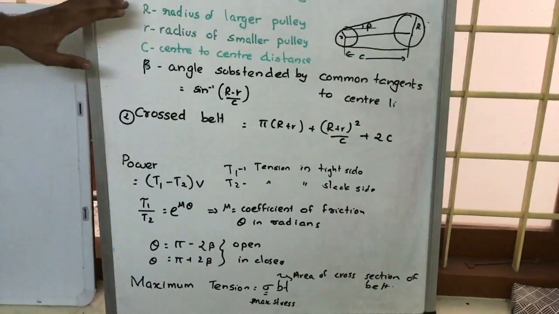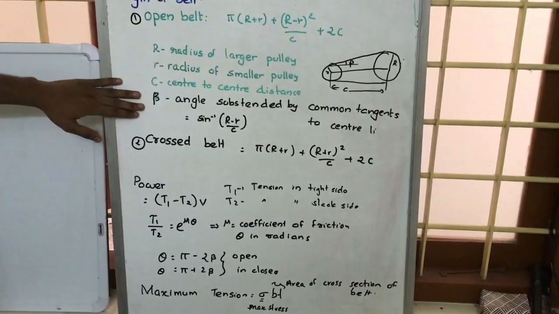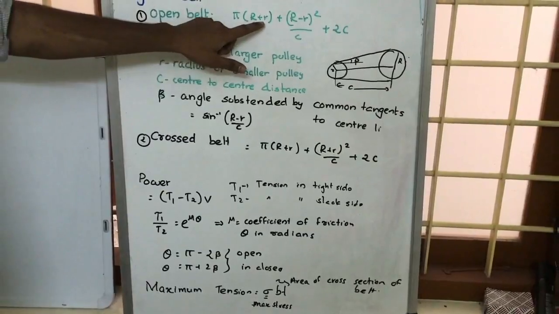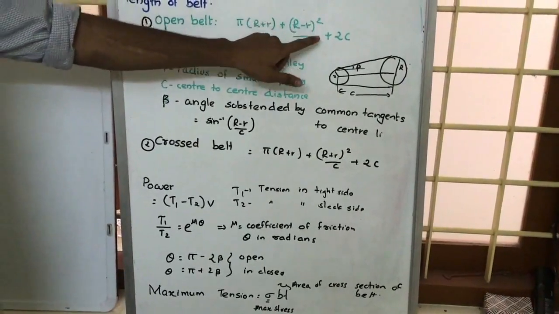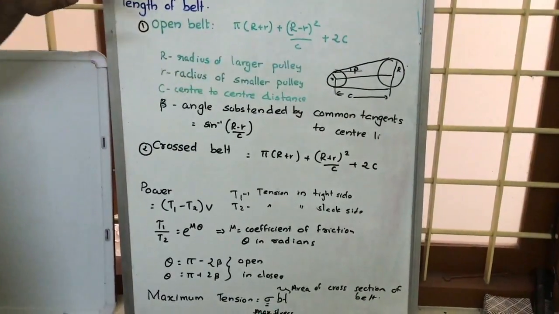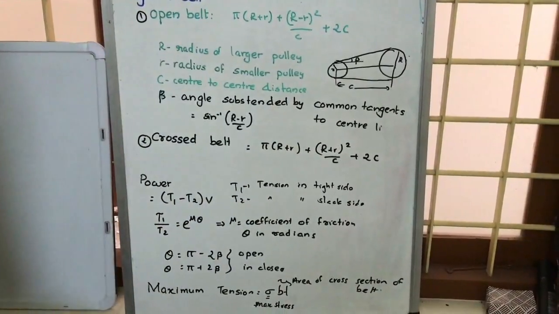So if these are the given parameters, then the length of the open belt is equal to pi into (R plus r) plus (R minus r) the whole square by c plus 2c. Here we have already said c is the center to center distance.